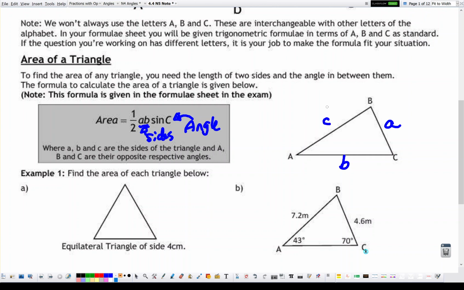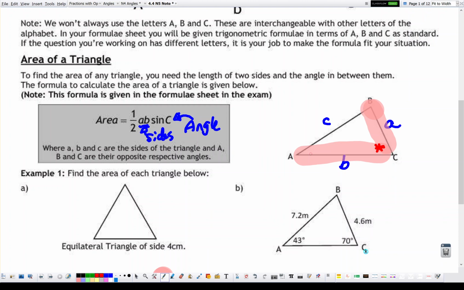Okay, so the three bits of information in our formula are side A, which is that, side B, which is that, and then the angle at C, which is the angle in this corner. So the three things we need always need to be in a little corner together. You need the angle and you need to know the side length either side of it.